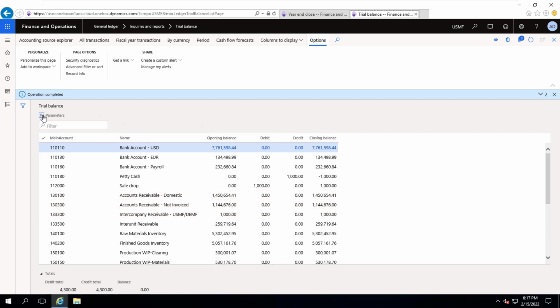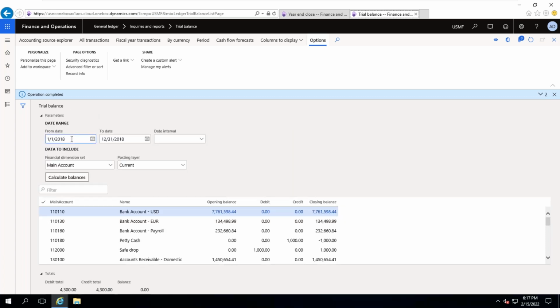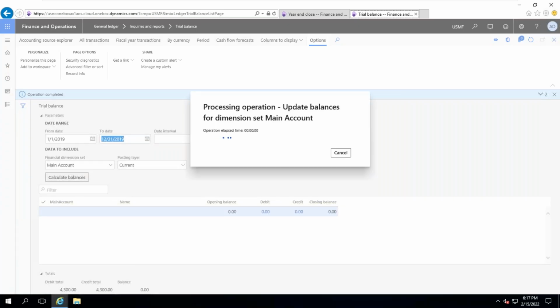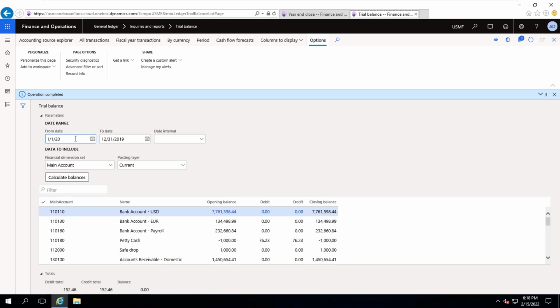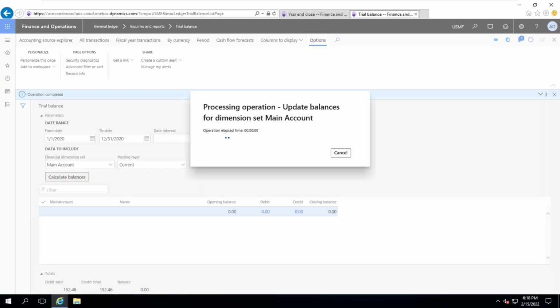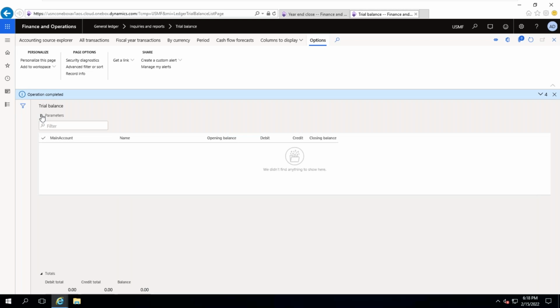Okay, now let me verify whether 2019 was processed or not. Click on calculate balances. So in 2019 also opening balances are there, closing balances are there. In 2020, let me verify whether balances exist or not. Usually backdated years will not be verified, current year only. We need to execute, but this is demo data. So in 2020 balances are not there.